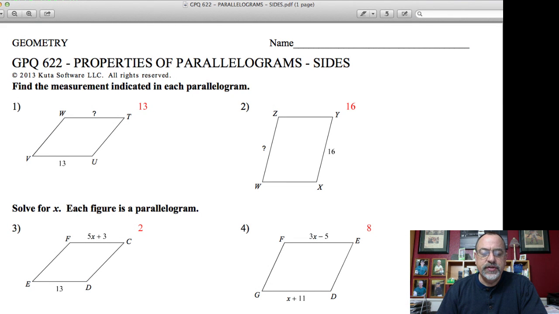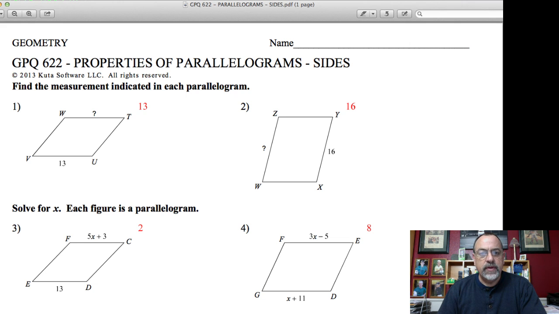Chapter 6, Lesson 2 of Geometry, and I wanted to take this video and do a number of examples where we apply the properties of parallelograms that we discussed in this lesson. The three properties we discussed were: if you have a parallelogram, the opposite sides are equal in length. The second property was that the opposite angles are equal in measure.